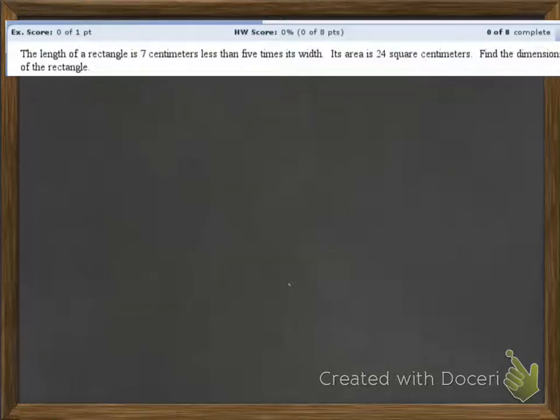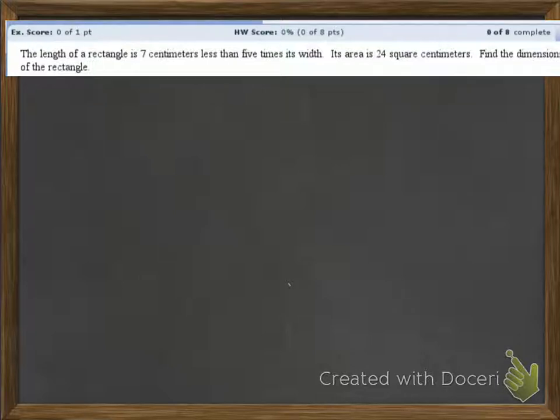So we have another word problem that will eventually result in a quadratic. Here we're talking about a rectangle, and we know the length of the rectangle is related to the width, in that it's 7 centimeters less than 5 times the width. We know the area of the rectangle is 24 centimeters.